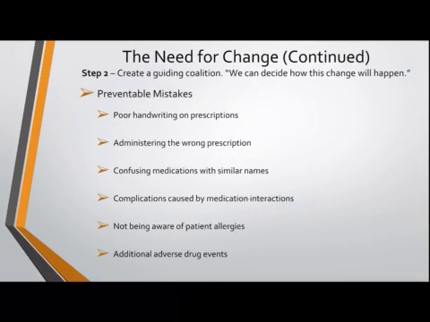Our second step in the plan change process is creating a guide coalition. We can decide how this change will happen. We have a lot of preventable mistakes, and it is our responsibility to ensure that these mistakes are prevented. Poor handwriting on prescriptions, administering the wrong prescription, confusing medications with similar names, complications caused by medical interactions, not being aware of patient allergies, and additional adverse drug events can all be prevented.